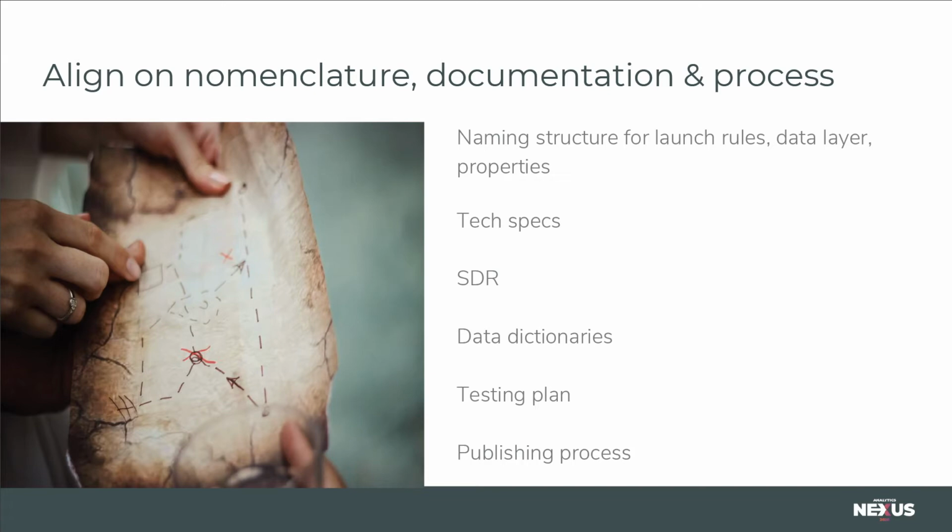What's your naming structure? What are your Launch rules? How are you going to be able to understand where your rules are and how they're associated to different data elements within your data layer, and what is your property naming structure? The one thing that I wish we focused more on was creating the tech specs and how we're going to hand off and work with our IT partners.